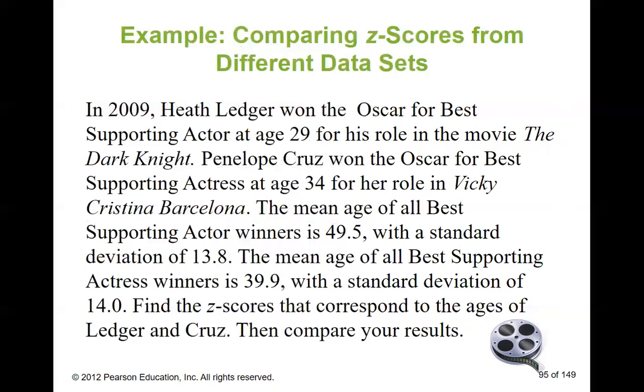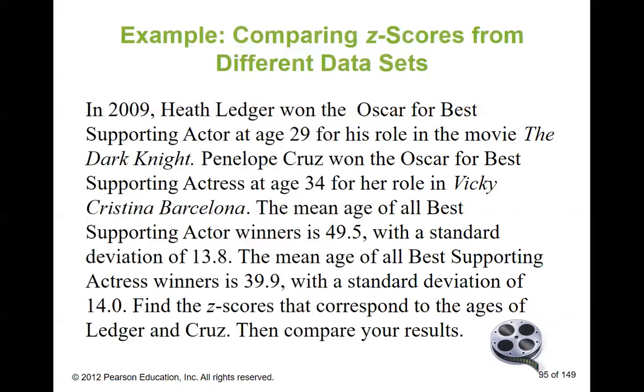Now we need to find Z-scores that would correspond to the ages of Ledger and Cruz so we can compare and see which one is more out of the ordinary. Now, obviously, are they both younger than what the average age is? Yes, but remember, there's more to look at than just the mean. We also have to pay attention to standard deviation. And would you say the standard deviation for the Best Supporting Actress is actually bigger than the standard deviation for Best Supporting Actor? By a little bit. So we've got to come up with a way to compare these apples to apples.